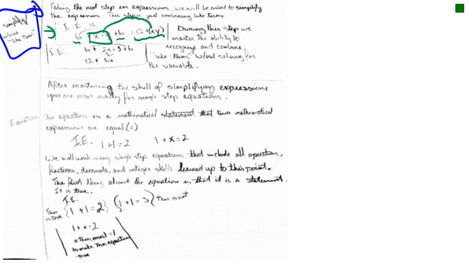Okay, during this step, we want to master the ability to recognize and combine like terms without solving for the variable. Because at this point, we need to be able to manipulate the numbers and the variables without getting the variable by itself. And again, it's not an equation, so we're not solving for that variable.